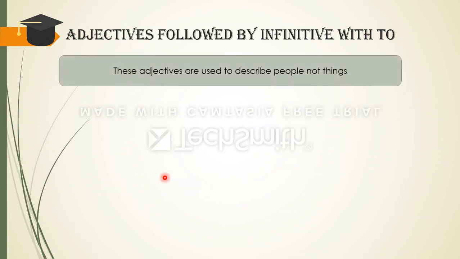Now let's speak about some adjectives followed by infinitive with to. Sometimes we say English is difficult to learn, but it's not. English is easy to learn. So sometimes there are certain cases when we speak about some adjectives, and we follow them by an infinitive with to. These adjectives are used to describe people, not things.